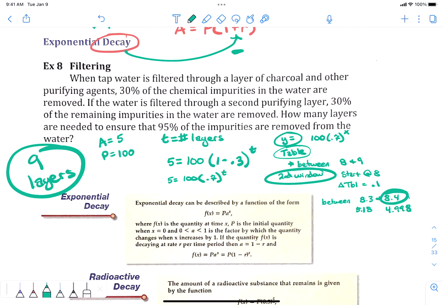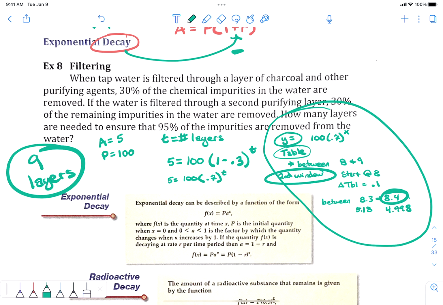Okay, you people watching this video, this probably didn't make a whole lot of sense to you. We did this in class the other day, but if that doesn't make sense, come see me. Okay, 9 layers is how many we need, yeah?